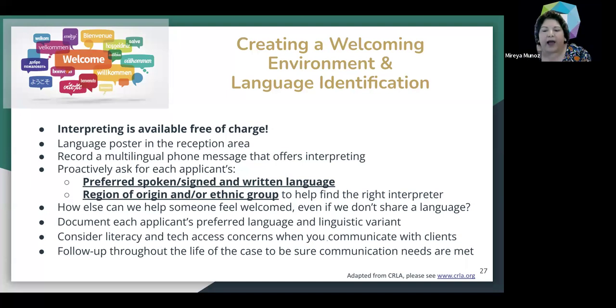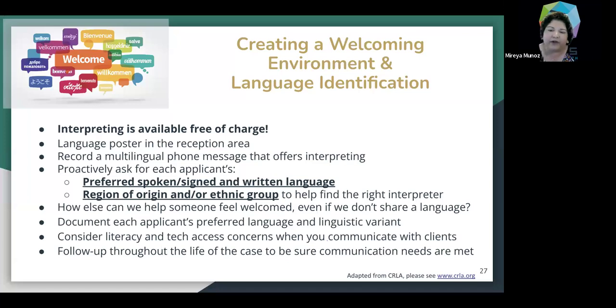And also being proactive in writing down in their chart, or somewhere in our system, what language that client or patient feels most comfortable being spoken to in. What language do they prefer information to be delivered in? In addition, as was mentioned in the data shared by Eddie, what region are they from? What ethnic group do they belong to?